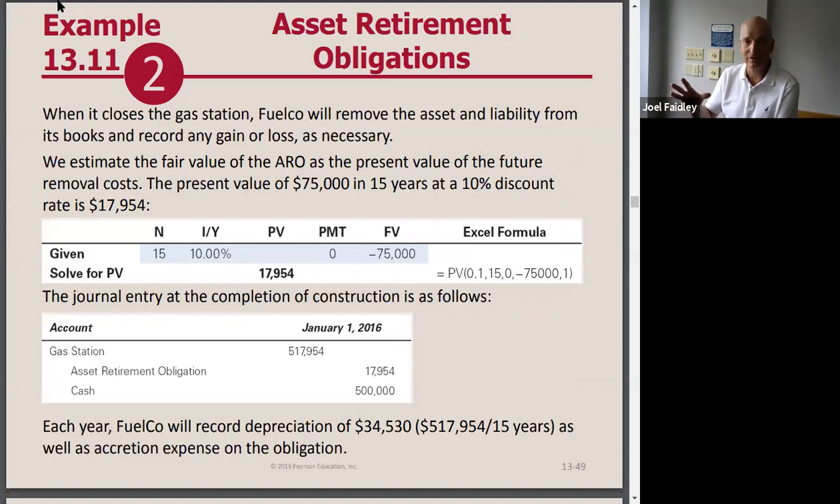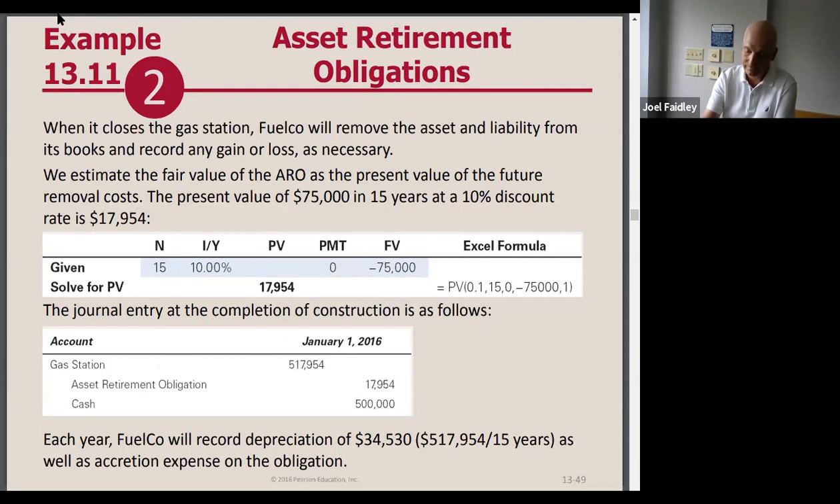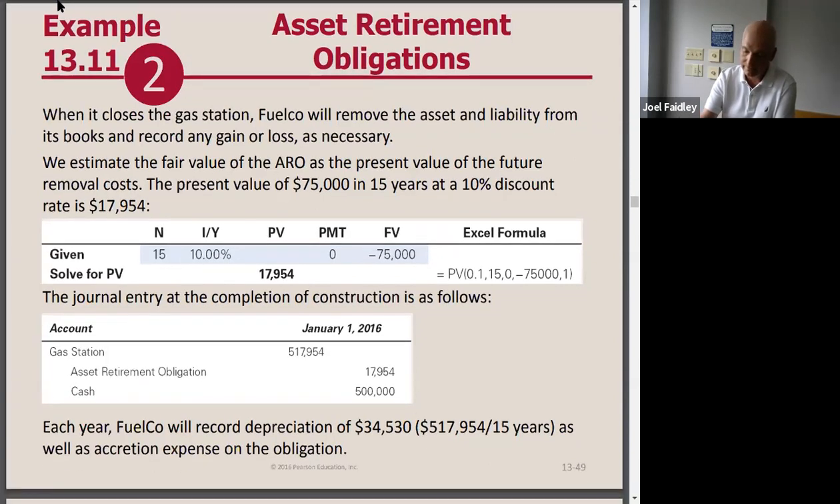Doesn't sound like much, right? But if you take $17,954 and multiply by 1.1 15 times, you're going to have what? $75,000. So over time, that $17,954, and right there is the asset retirement obligation, right? T account, it's going to be right there, just like that.